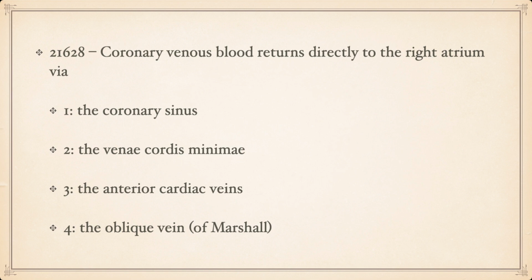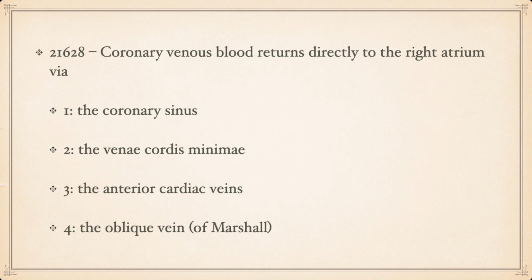The venae cordis minimi, the small heart veins in Latin, yes, they do in some cases open into the right atrium. Remember we mentioned before that they also do open into other chambers, but they do directly return to the right atrium. The anterior cardiac veins, remember we talked about those opening into the anterior aspect of the atrioventricular groove into the right atrium. So that is also true.